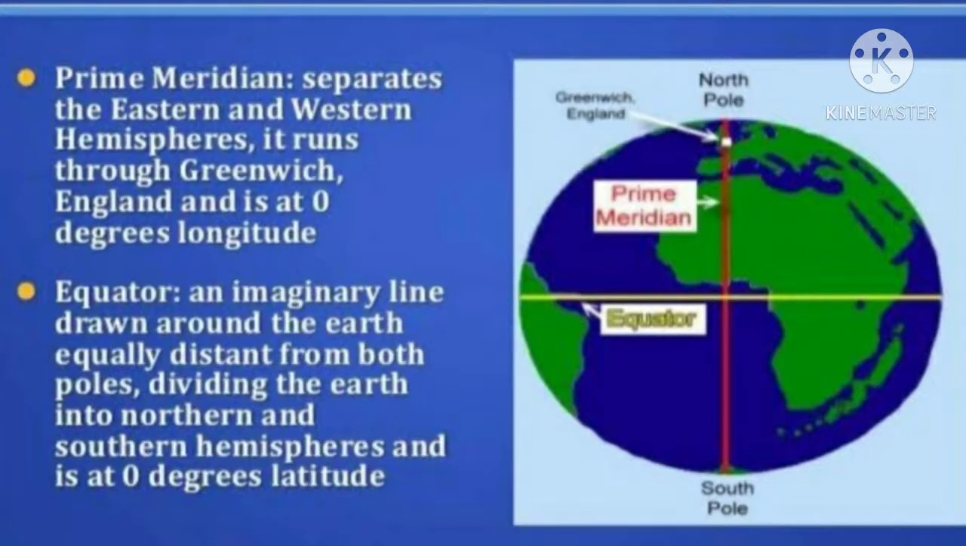Now the next important point is the equator. An imaginary line drawn around the earth equally distant from both poles, dividing the earth into northern and southern hemispheres, and it is at 0 degree latitude. In short, we can say that because of the prime meridian there are eastern and western hemispheres, and because of the equator, northern and southern hemispheres.